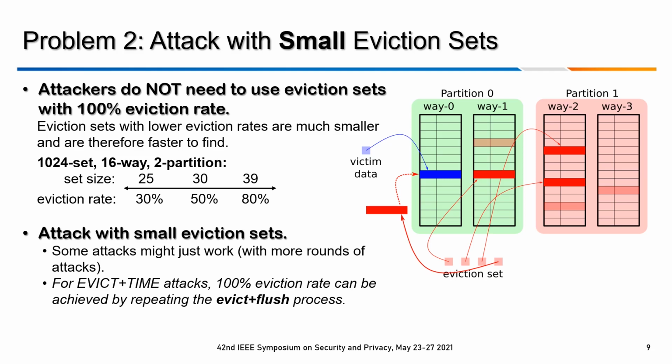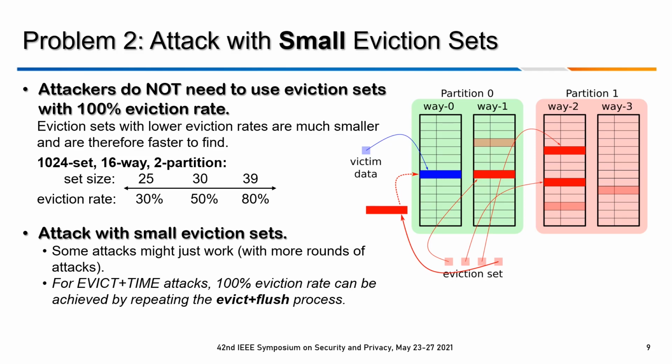Since the time cost in finding an eviction set is linear with the size, using larger eviction sets reduces the chances to launch a successful attack. If I were the attacker, I would think, why not use smaller eviction sets with a reduced eviction rate? Some attacks might just work with these small eviction sets. Two papers published recently have already agreed on this.